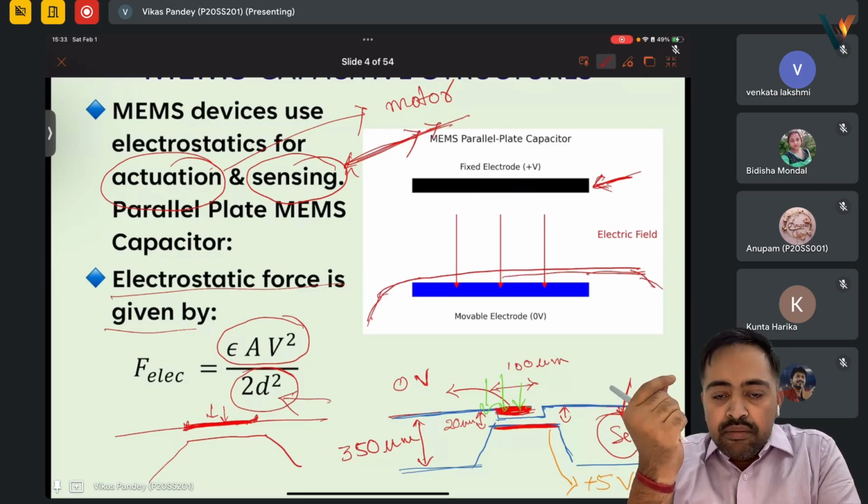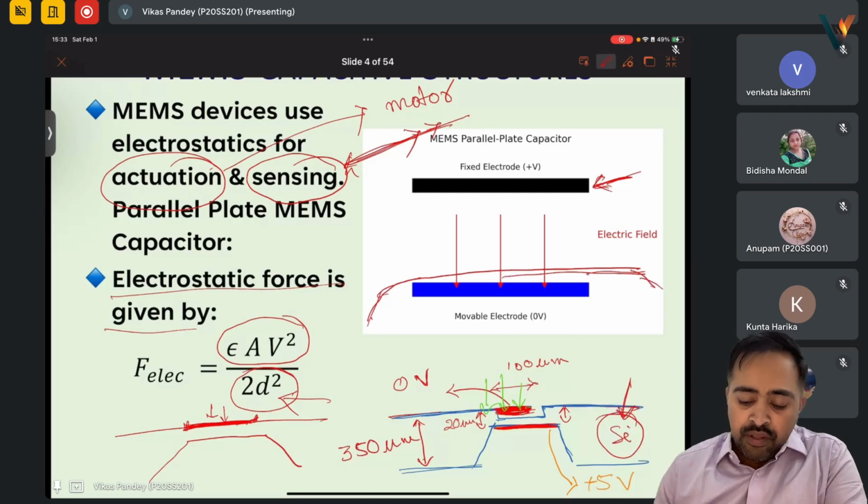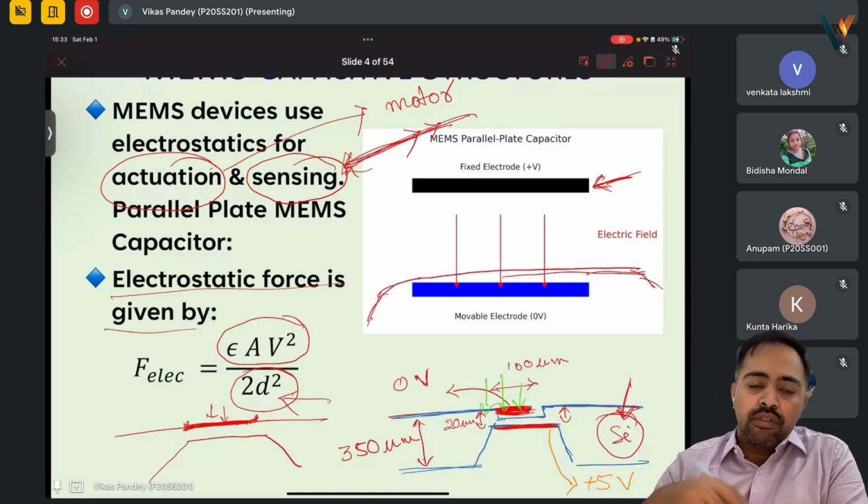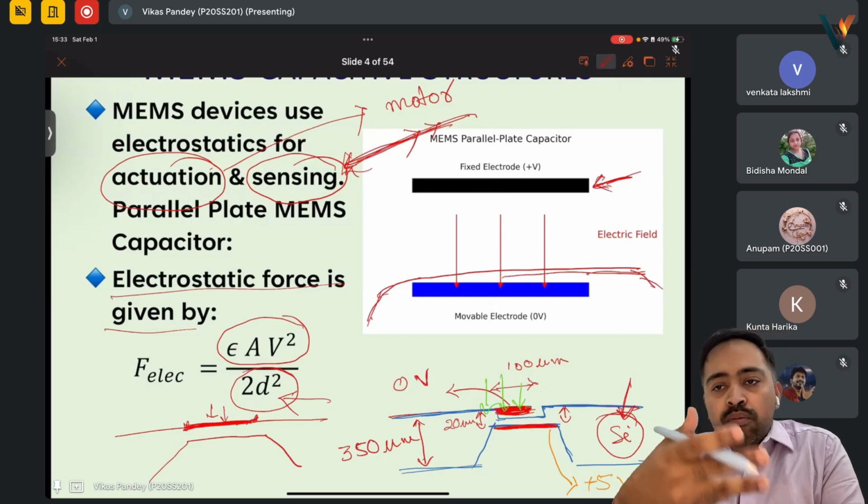And when such structures are made, they can be used for sensing as well as, in some cases, as motors, which we will see in the next slide.